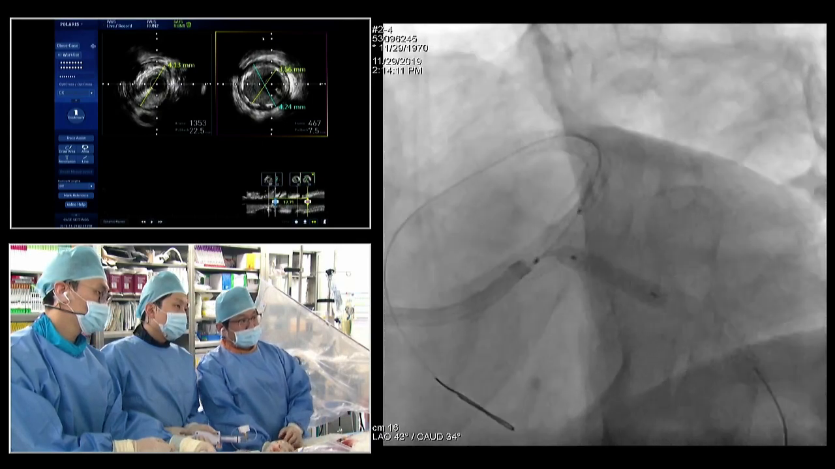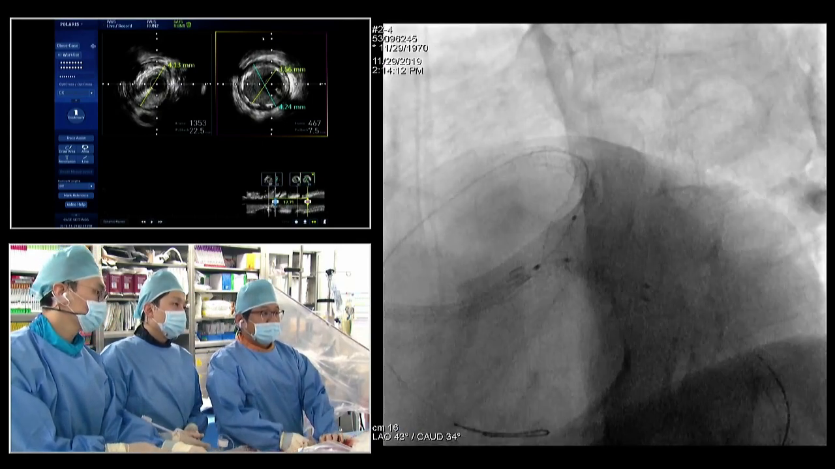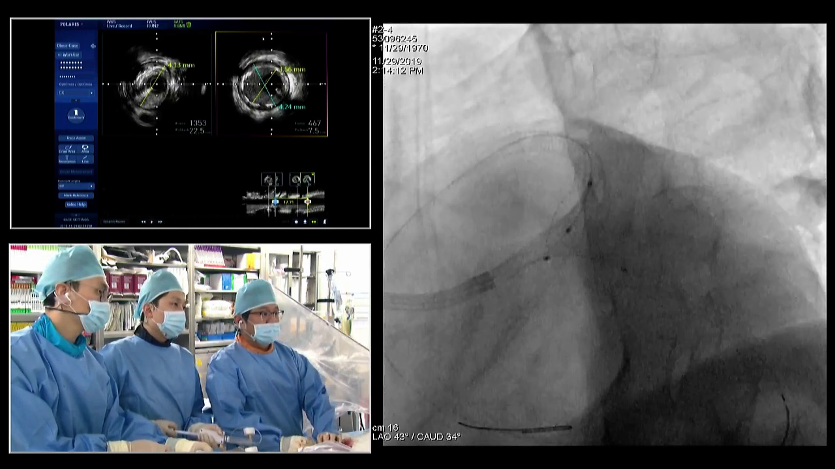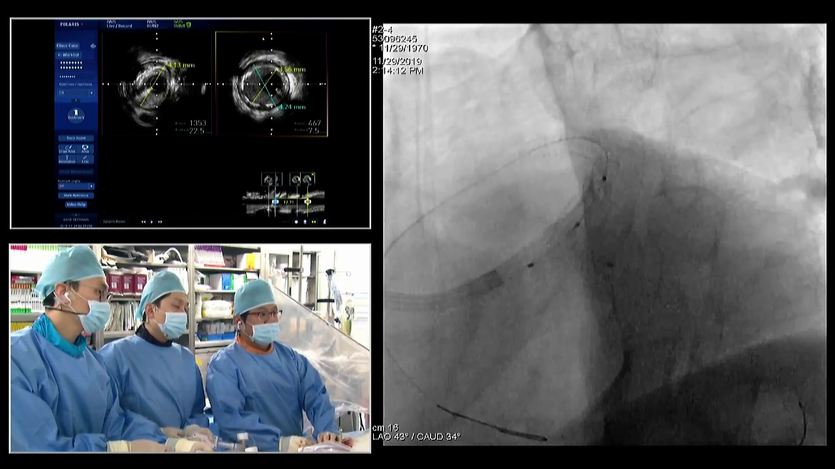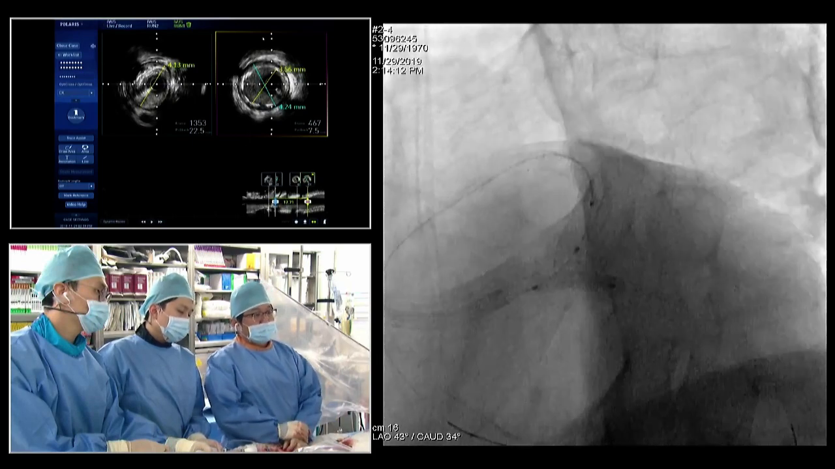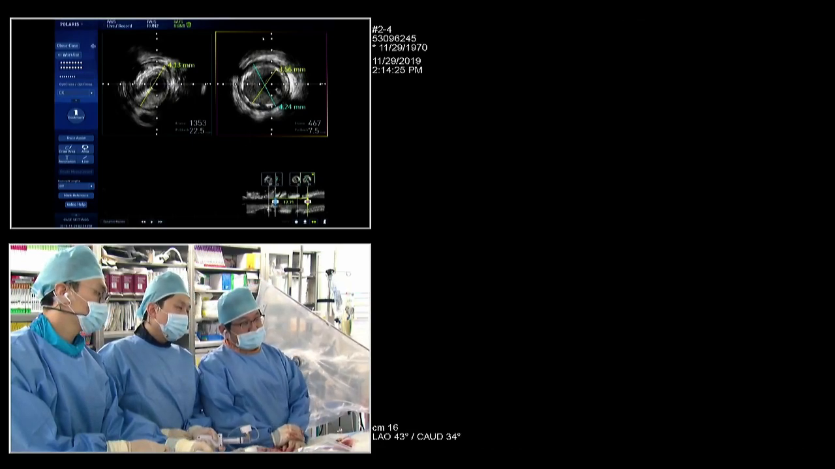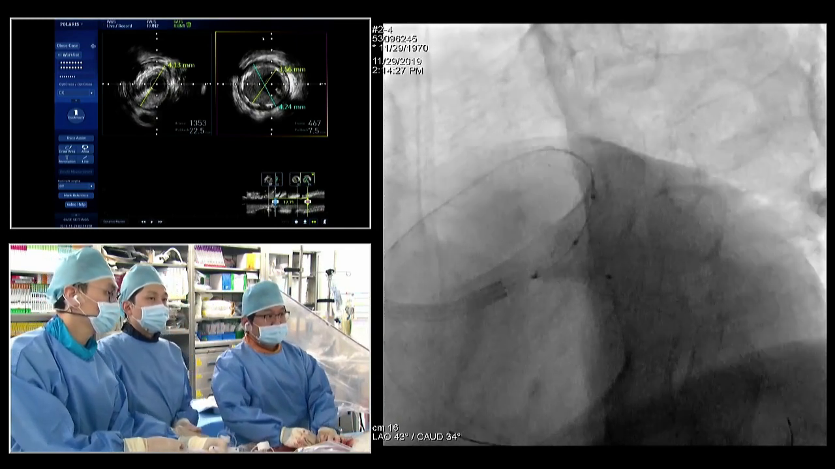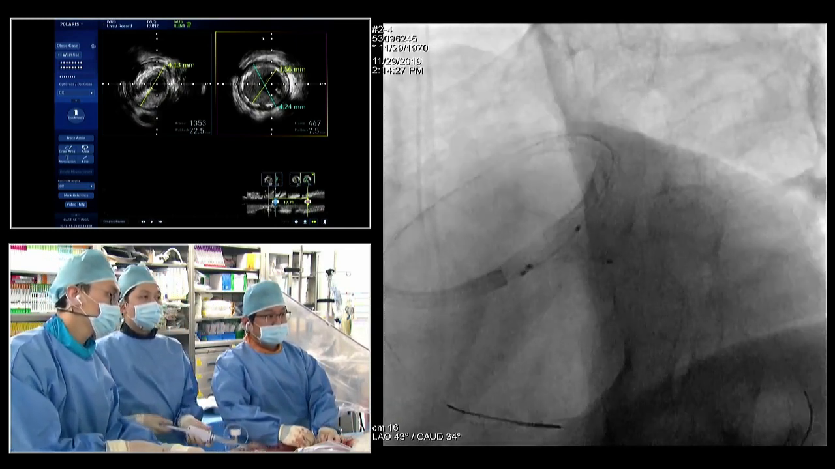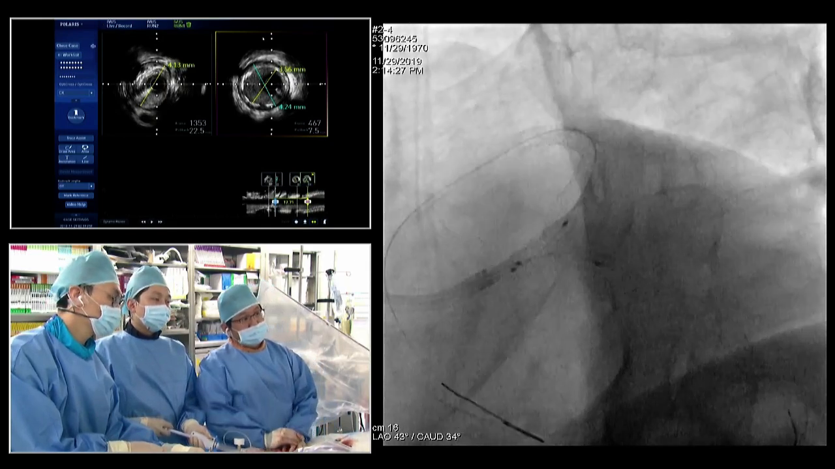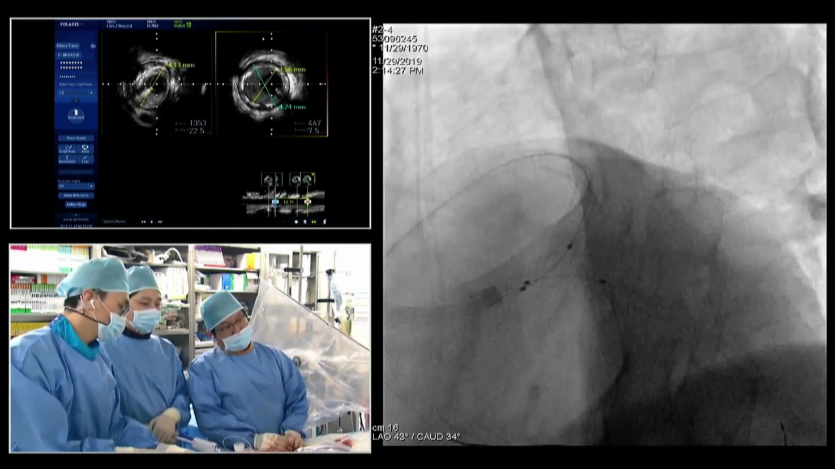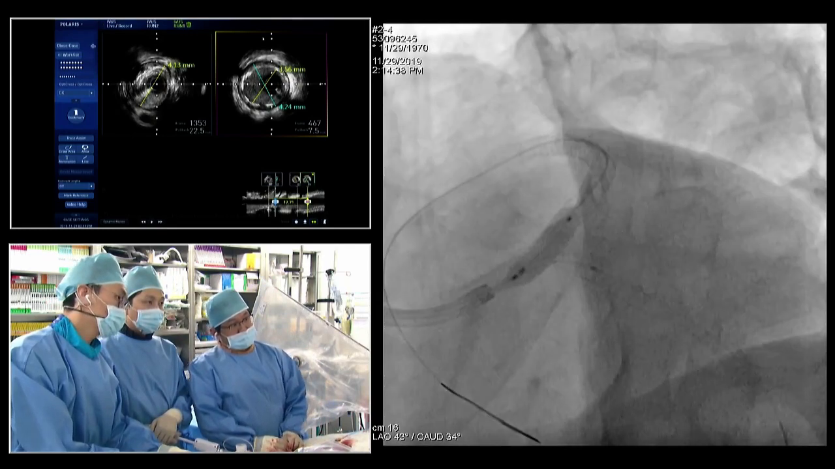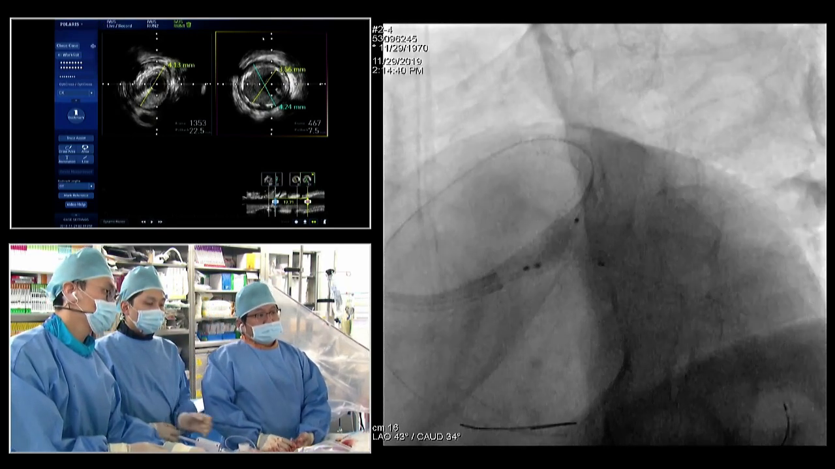18, 20. Deflation. 14, 16, 18. Deflation. LAD high pressure, 18. Sequential high pressure inflation. Deflation. Individual, so circumflex first here.